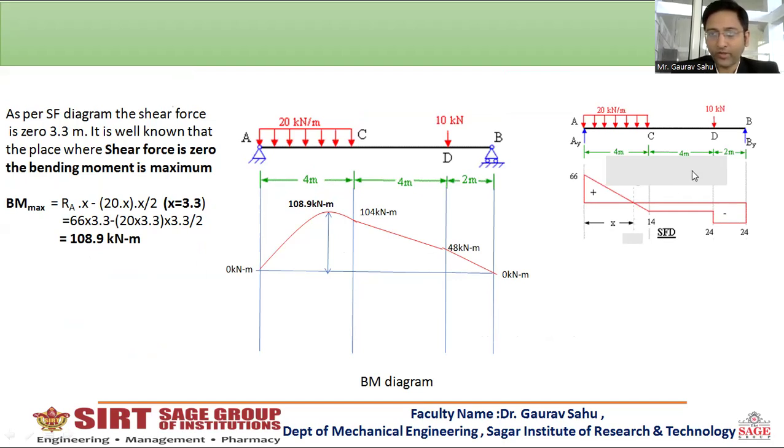Like 0 kilonewton will come in the symmetry of 66, 104 will come in the symmetry of 40, 48 will come in the symmetry of 24, and 0 is coming in the symmetry of 24. And keep in mind that at the point of zero shear force, there will be a maximum bending moment, which is very necessary for properly plotting the BM diagram. So whensoever you want to draw a proper BM diagram, you have to find the value of zero shear force if it is in the picture like this.